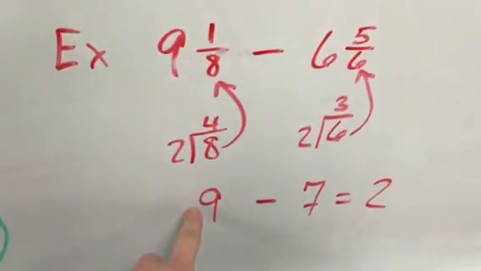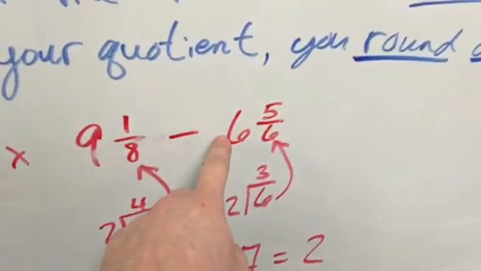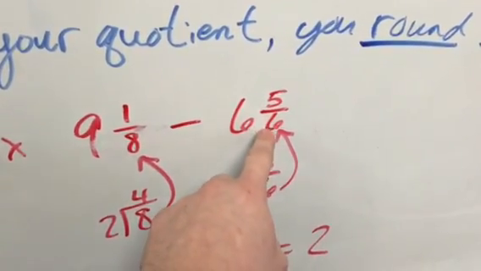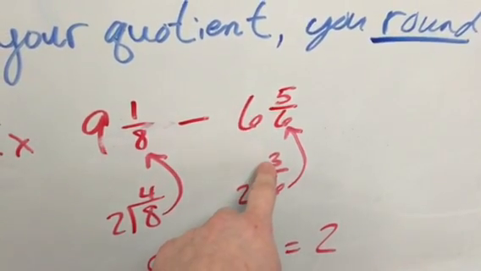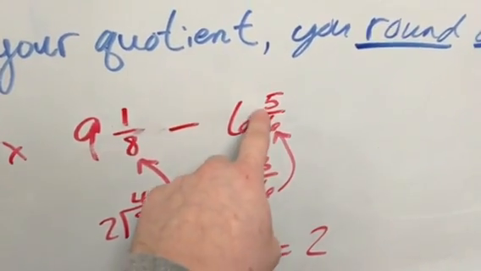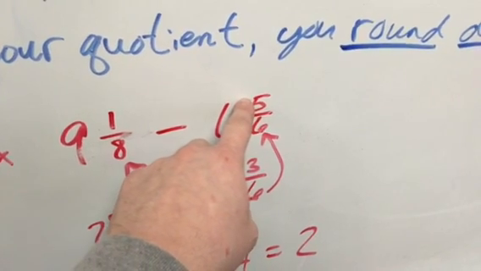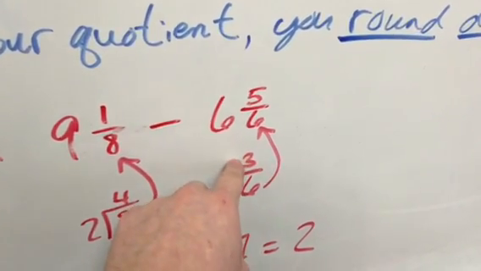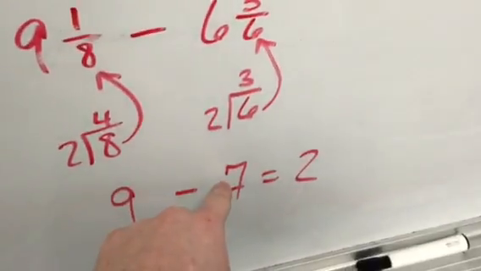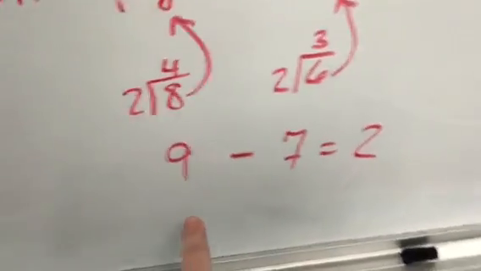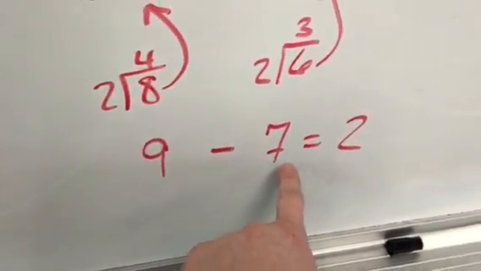I'm going to round down to 9. In this second example, my denominator is 6, so I do 6 divided by 2, which gives me an answer of 3. In this example, my numerator is greater than my quotient, so I'm going to take my 6 and I'm going to round it up to 7. So my answer would be 9 minus 7 equals 2.